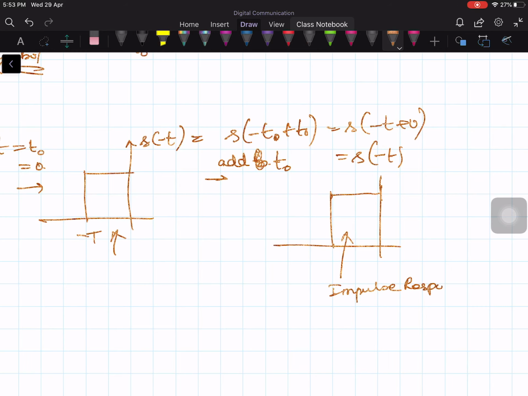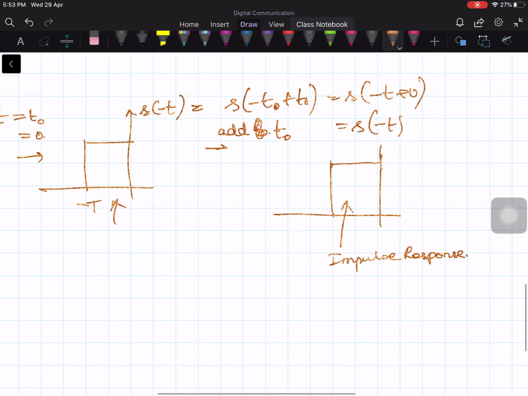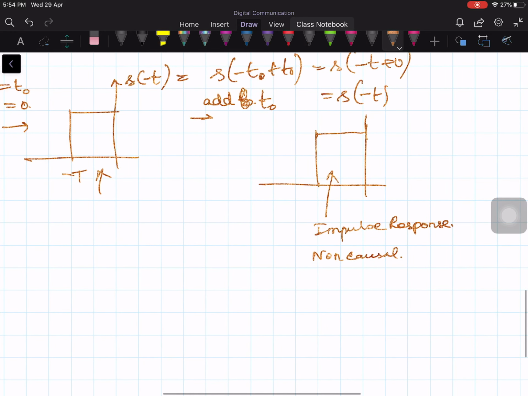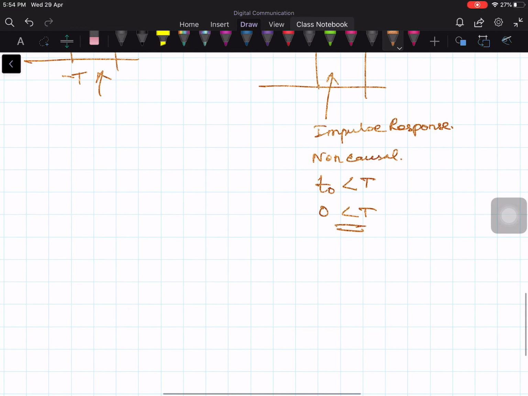Again, if you notice, this is non-causal. Why is it non-causal? Because your T naught is less than capital T. Here T naught equal to 0, and 0 is less than capital T. Therefore, whenever your sampling instant is less than the pulse duration, you will end up with a non-causal filter, and that non-causal filter is very difficult or not possible to realize practically. So let me take another example, the last example.